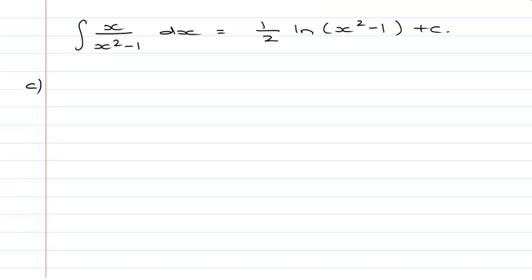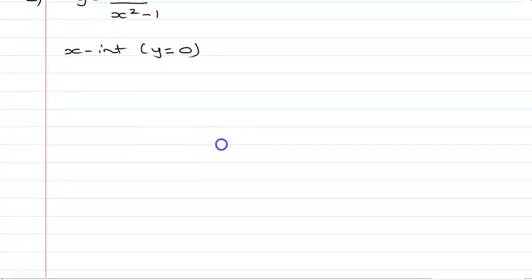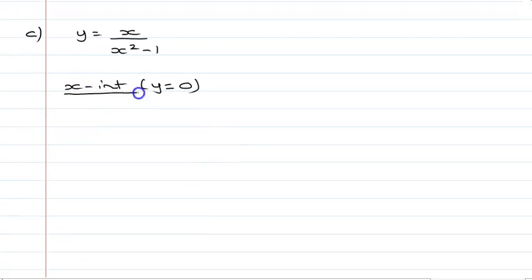Part C asks us to find the integral, the area between the graph and the x-axis between x equals 2 and x equals 3. So the first thing we need to do is find the x-intercepts. So I'm going to write the function down that we're dealing with first. We're dealing with y equals x over x squared minus 1. So to find any x-intercept, we substitute y equals 0. So let's do that. 0 equals x over x squared minus 1. Now multiplying the denominator over here gives us 0, so therefore x equals 0 is an intercept.